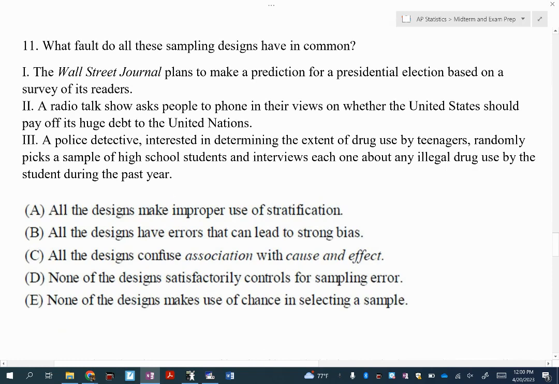What fault do all of these sampling designs have in common? The Wall Street Journal plans to make a prediction for a presidential election based on a survey of its readers. A radio talk show asks people to phone in their views on whether the U.S. should pay off its debt to the United Nations. A police detective interested in determining the extent of drug use by teenagers randomly picks a sample of high school students and interviews each one about any illegal drug use by that student during the past year. Okay, can you guys pinpoint any issues with any of these?